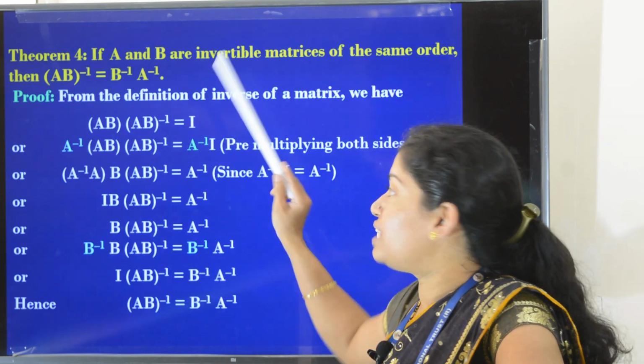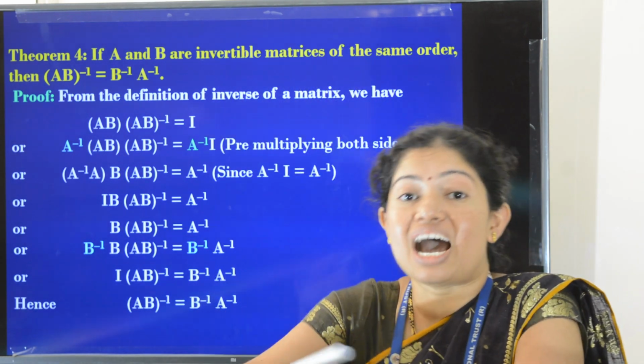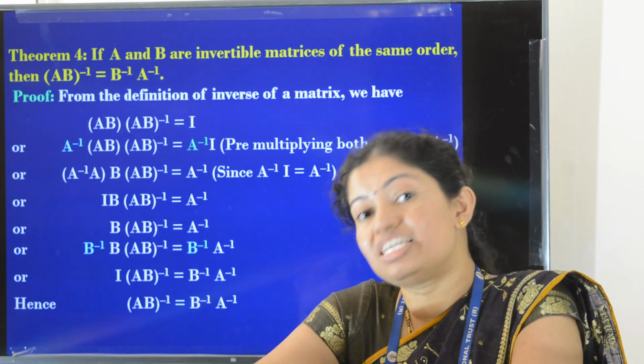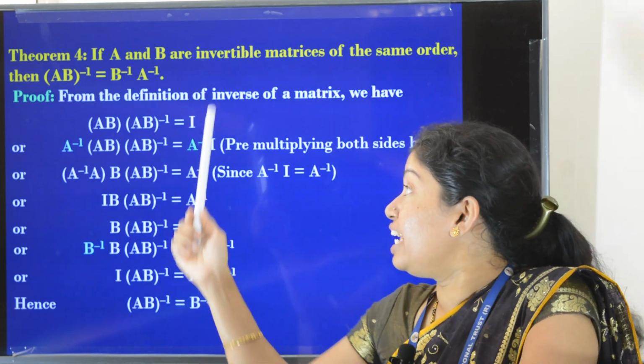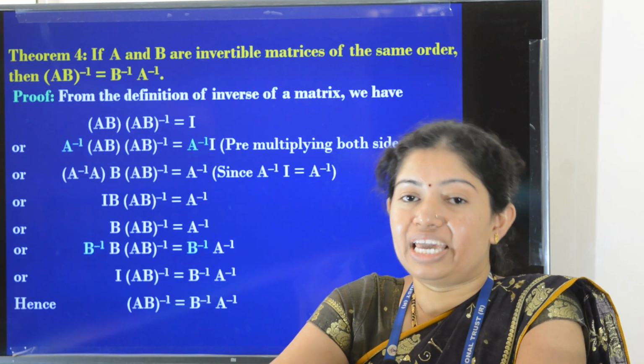So we proved that theorem. What does that theorem tell? If A and B are invertible matrices of the same order, then AB whole inverse is equal to B inverse into A inverse.